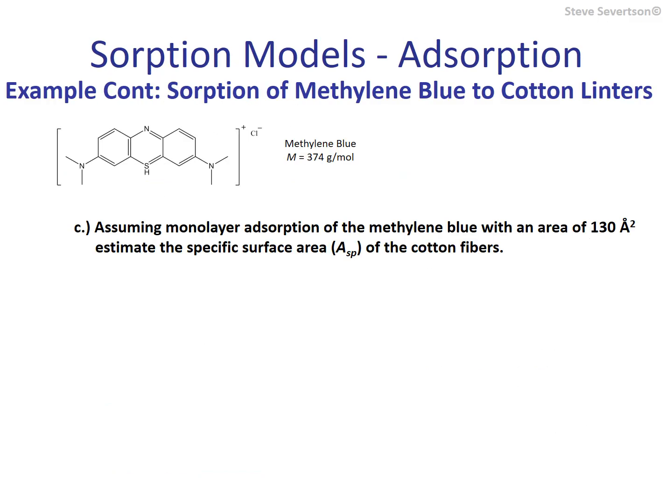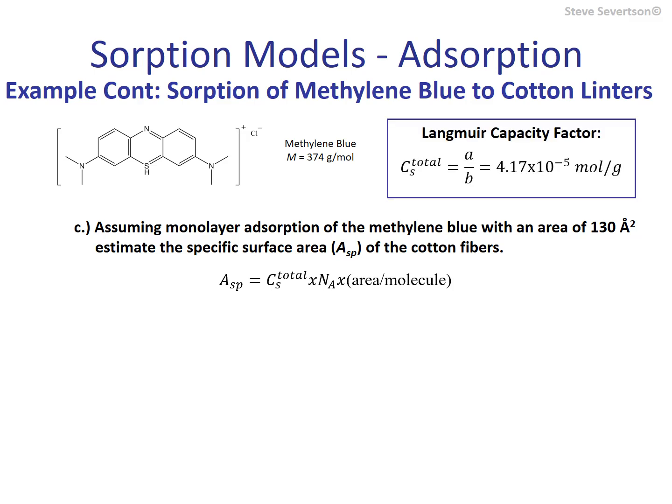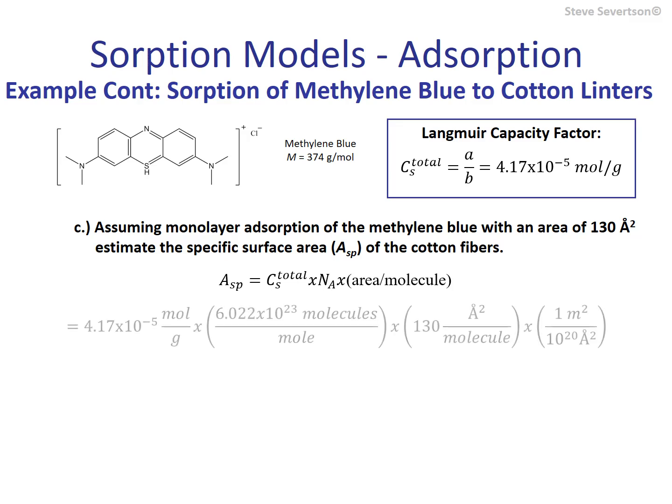Part C of the example asks us to estimate the specific surface area, the area per unit mass, of the fiber, given that methylene blue occupies 130 square angstroms of area when adsorbed. This value is calculated using the concentration of surface sites, Avogadro's number, and the area occupied by the adsorbed solute, methylene blue. With the Langmuir fitting parameters found earlier, the concentration of the surface sites is calculated, which then leads to the specific surface area of the cotton fiber.